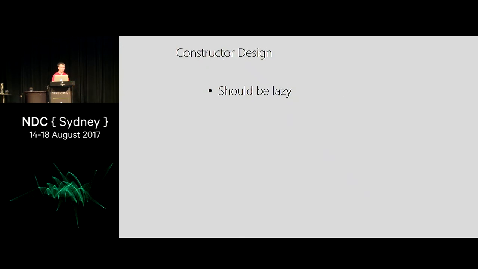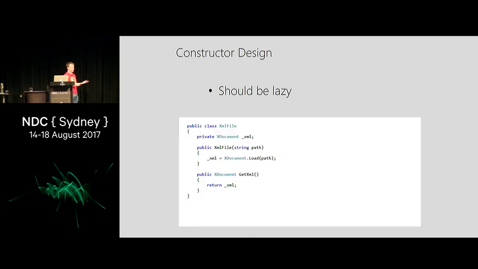So, constructor design. This one is about performance. Constructors should be lazy. The idea with constructors is you really want to defer the work until you need to do it, and generally that isn't within the constructor. So let's come back to another example. Say, for example, we've got an XML file class. This is sort of like an abstraction over how we load XML files from disk. It isn't really doing much. All we're doing is, in the constructor, we're giving it a path to a file, and then within the constructor, we're loading that file from disk, and then you can call getXML later, and it's returning that XML document.